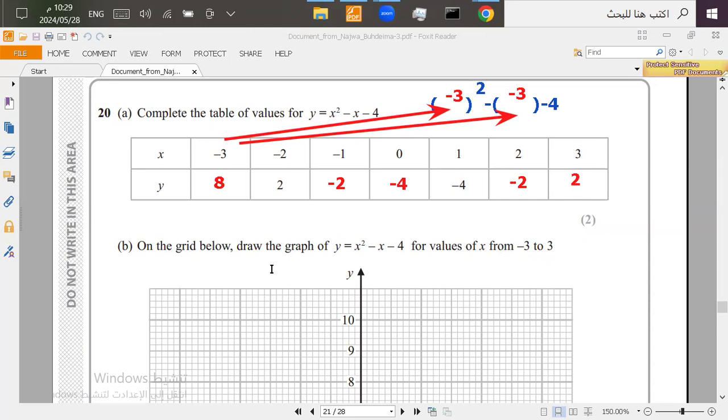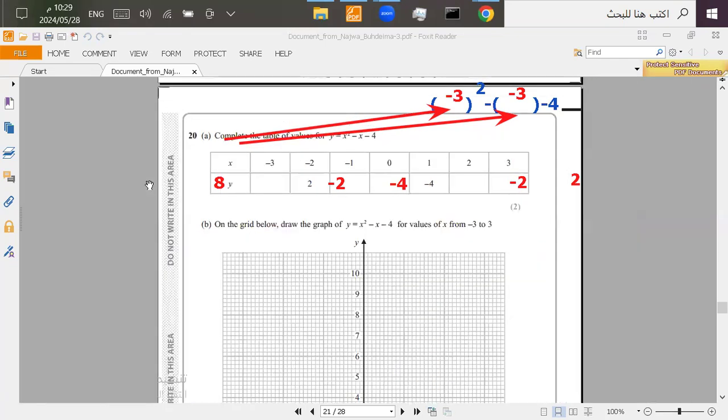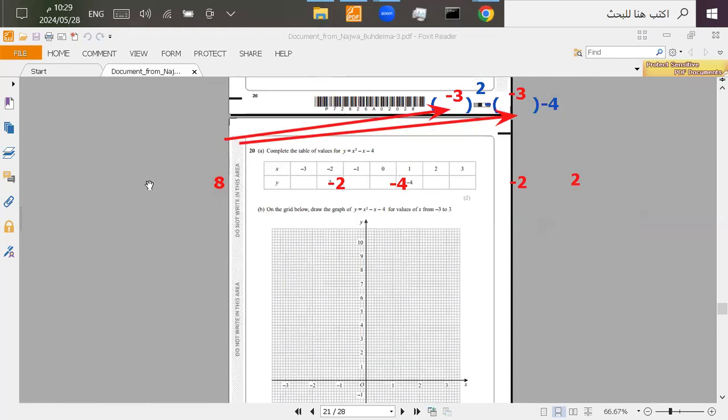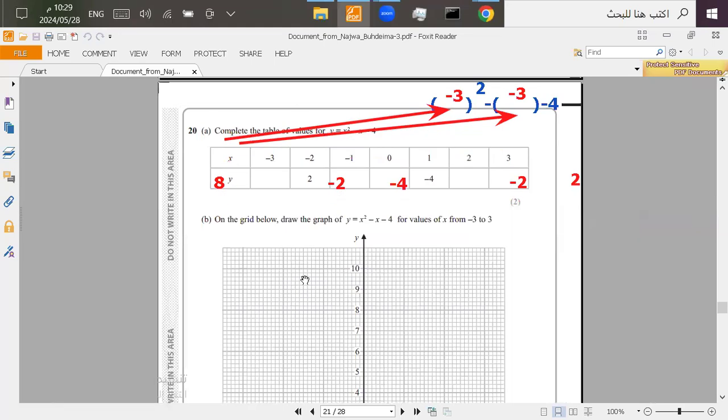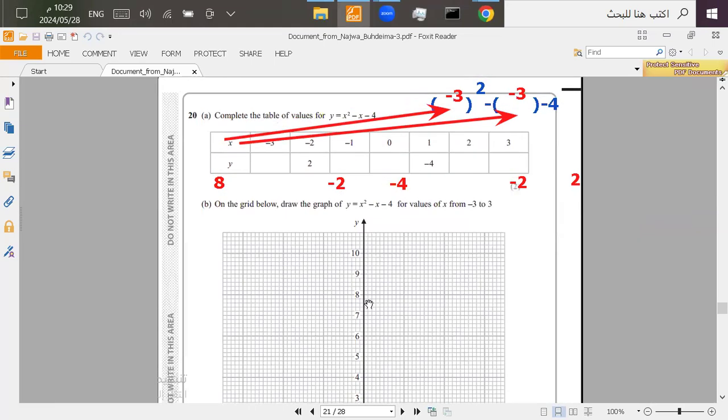Now, on the grid below, draw the graph of y equals x squared minus x minus 4 for these values from negative 3 to 3. So I'm going to use these coordinates to draw the graph. Of course, because it's quadratic, it's not going to be a straight line. So let's do it here down. Let's zoom out first. I have negative 4 only, and I have 8. Yes. So I have to split.